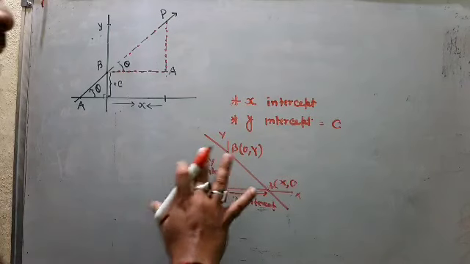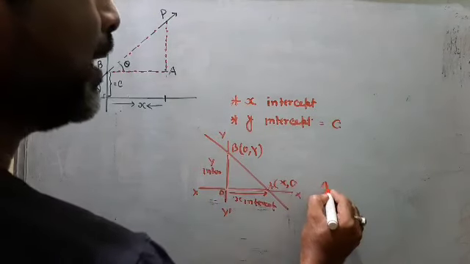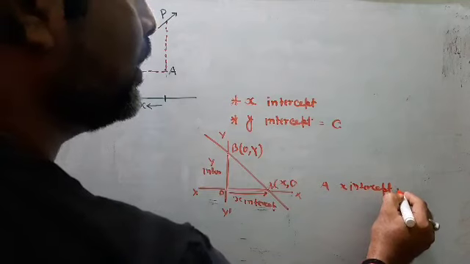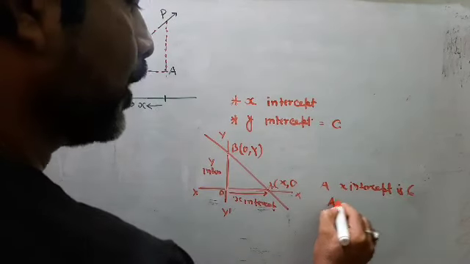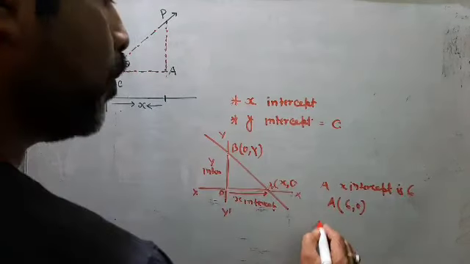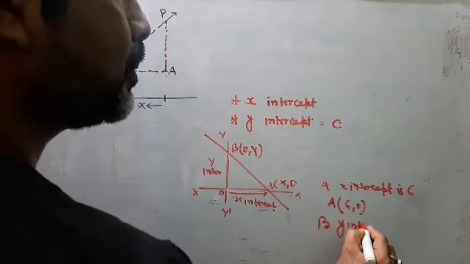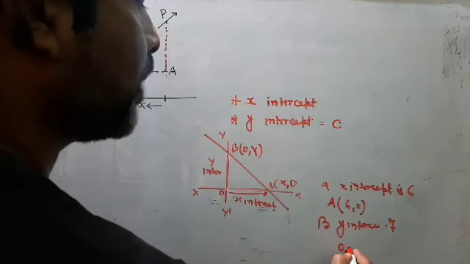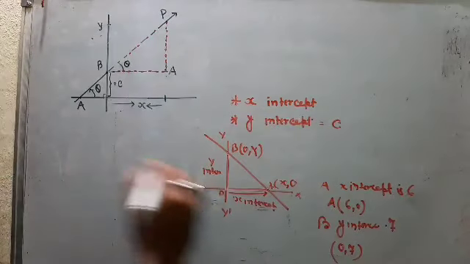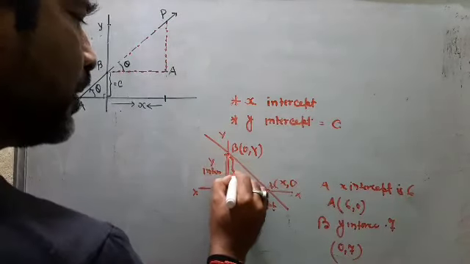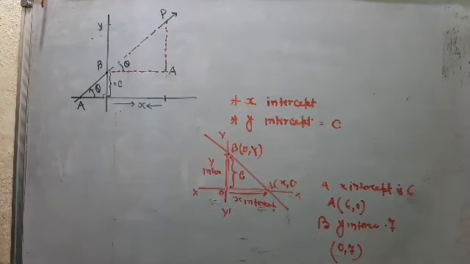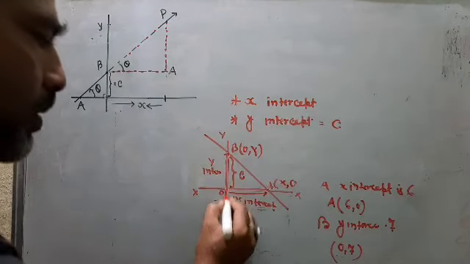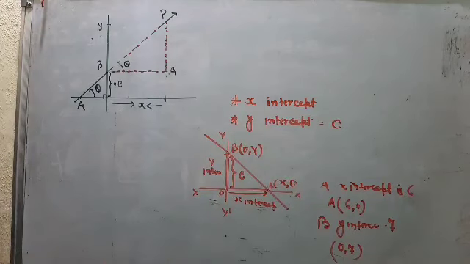Clear? First we clear this term: x-intercept means a point A whose x-intercept is 6. That means the point A is (6, 0). A point B whose y-intercept is 7, so that means (0, 7). Okay. This y-intercept is known as C. The distance from the origin to the y axis is known as C.